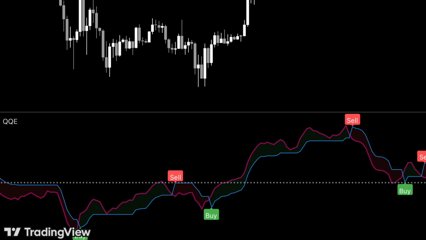Also, traders often look for divergence to spot reversals, but this code does not detect it automatically. It does not compare price highs with indicator highs. If we show divergence, it is our own chart observation, not a QQE signal.